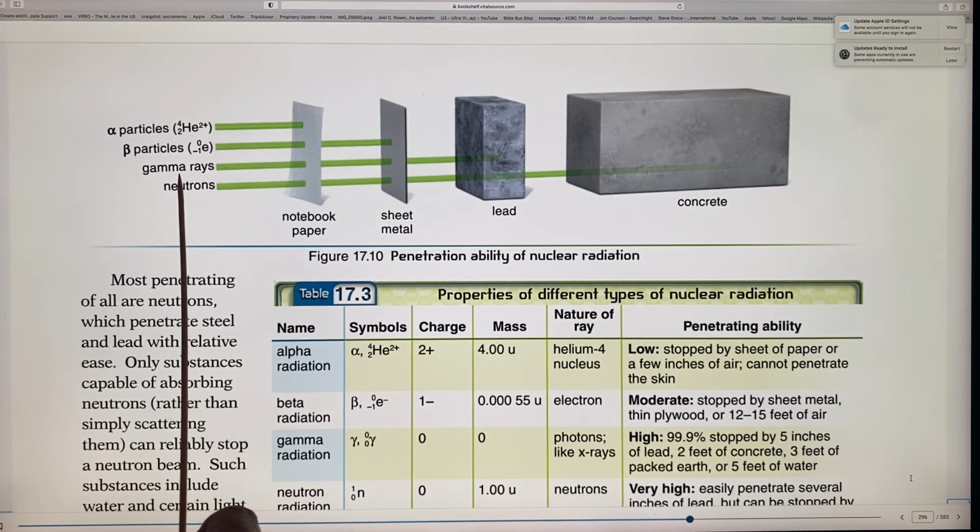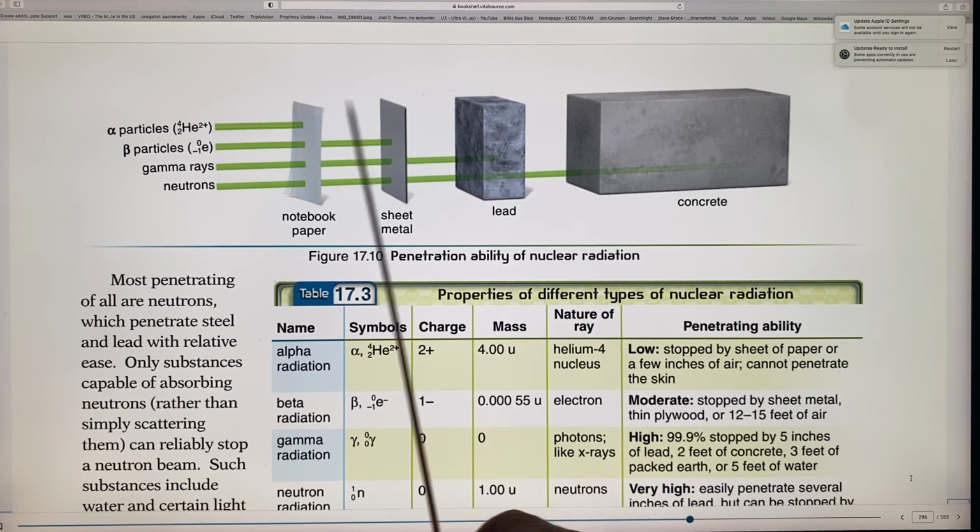Now, the gamma rays, of course, are the electromagnetic rays. They are very, very fast and high frequency, and they can pass through paper, they can pass through the sheet metal, but they're stopped by lead.